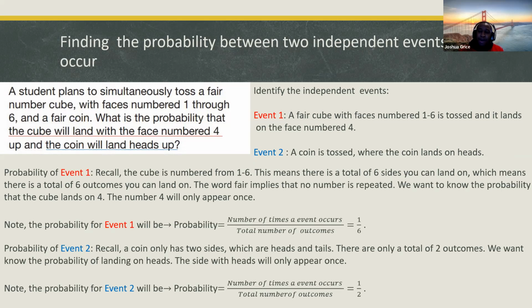And again, a coin here is being tossed, and we want to know when it lands on heads. So that's event 2. And when you want to find the probability of two independent events happening, it's going to be the product of their probabilities, which we find separately.